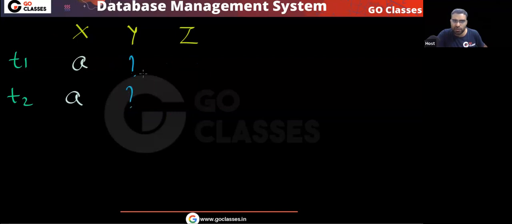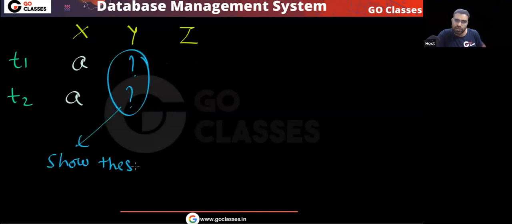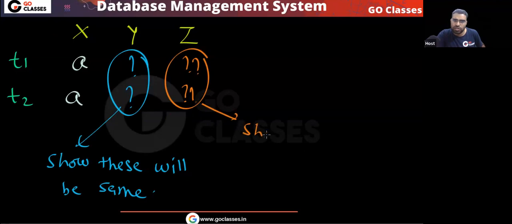Like this value, this value. I need to show that these will be the same, and show that these will be the same. Is this clear? So this is what we need to do.